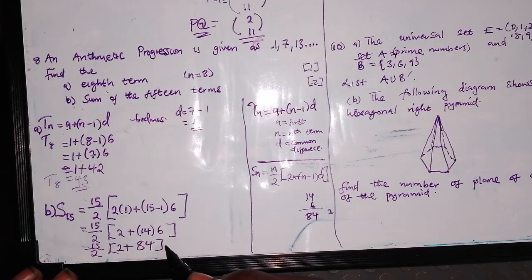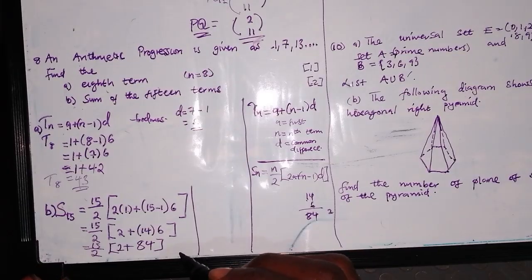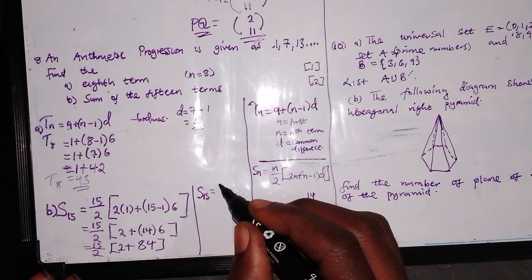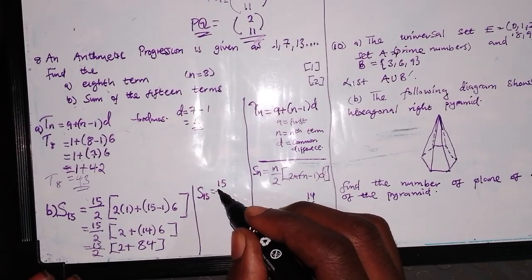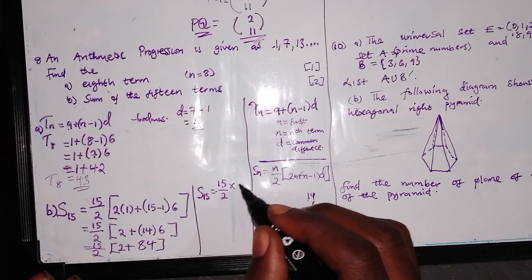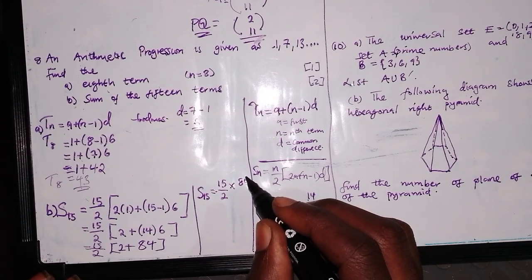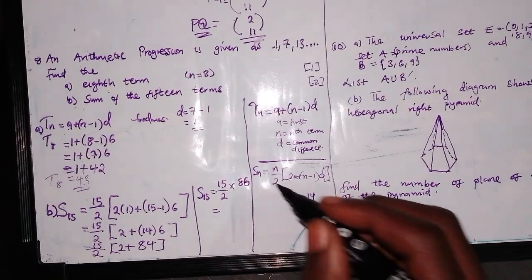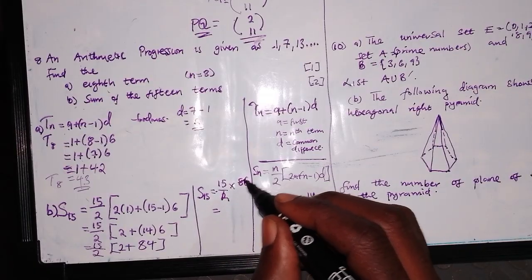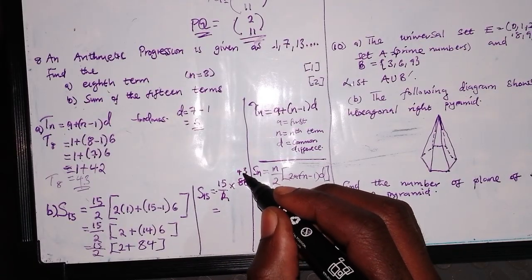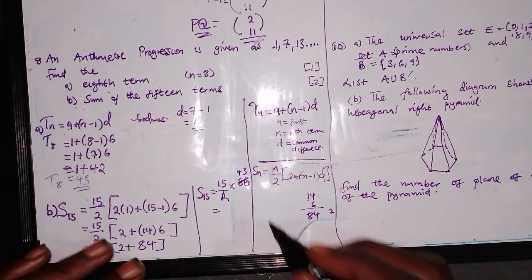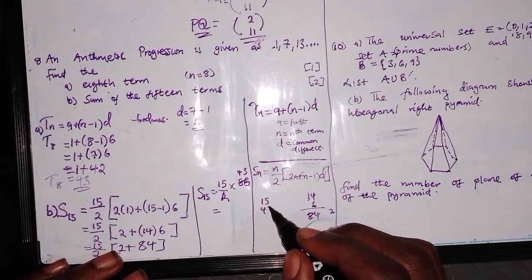So here you have 2 plus 84, which is 15 divided by 2. Then 2 plus 84, we have what? 86. So we have 15 divided by 2 times 86. Remember, 2 can go into 86. So you say 2 into 2, 1. 2 into 86, we have 43. Then now, for the final answer, you just multiply 15 times 43.